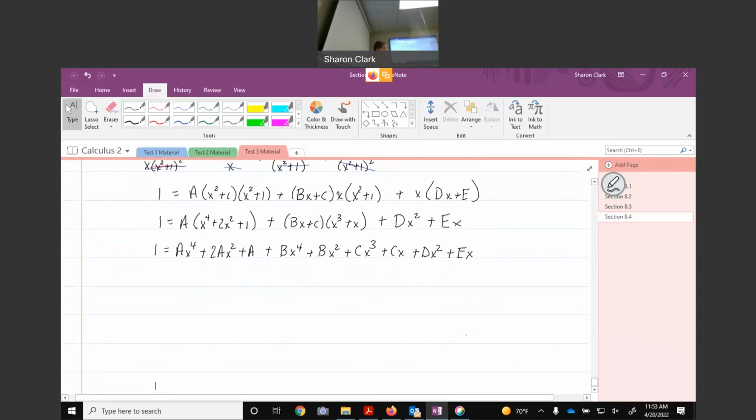That's why I asked. All right, so now let me group everything. 1 equals a plus b x to the fourth. So mark those off. I need x cubes. So that all equals 1. Coefficient of x cubed equals 0.